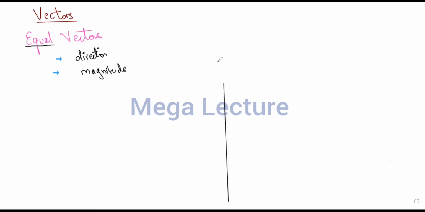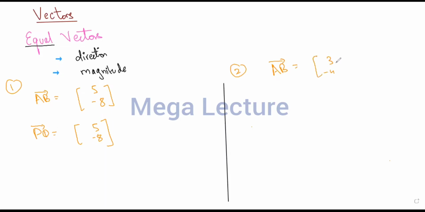For example 1, we have AB, that is (5, -8), and the other vector is PQ, and that is (5, -8). And for the second example, it is AB equals (3, -4), and then we have PQ, that is equal to (-3, 4). Okay. Now this question is for you guys.